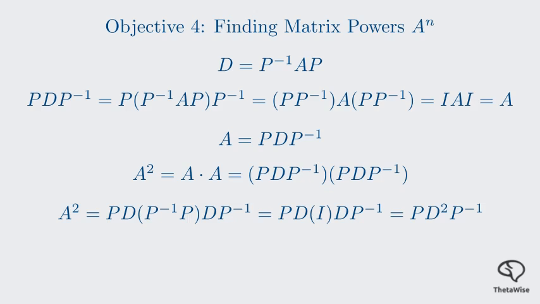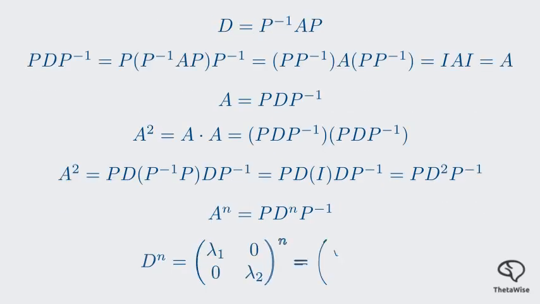You can probably see a pattern emerging. What do you think A to the power of n will be? That's right, it's P D to the power of n P inverse. The task of raising A to the power of n has been transformed into raising the much simpler diagonal matrix D to the power of n. So how do you find the power of a diagonal matrix? It's incredibly easy. To find D to the power of n, you simply raise each eigenvalue on the diagonal to the power of n. D cubed, for example, would be lambda 1 cubed and lambda 2 cubed on the diagonal.